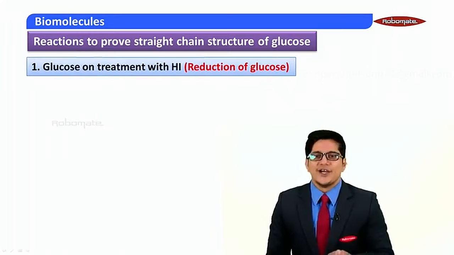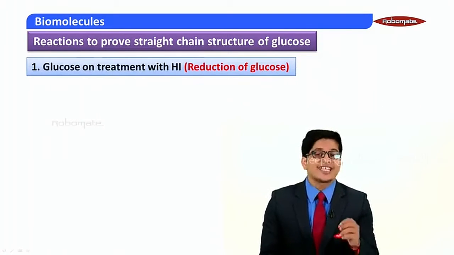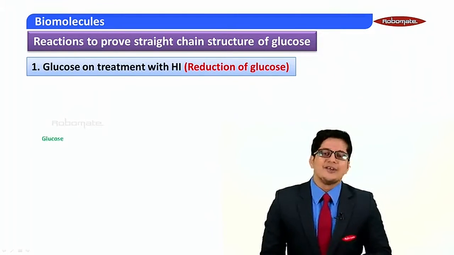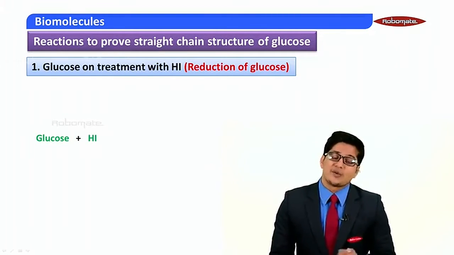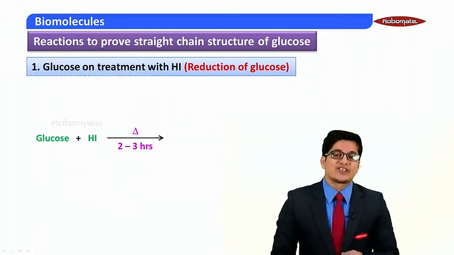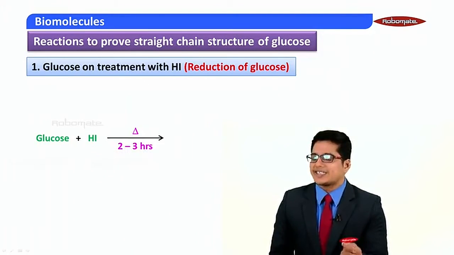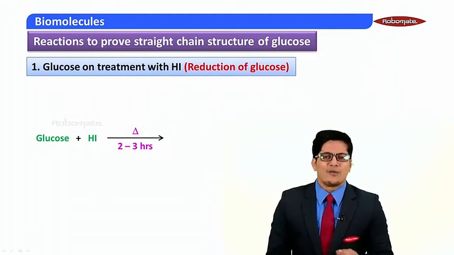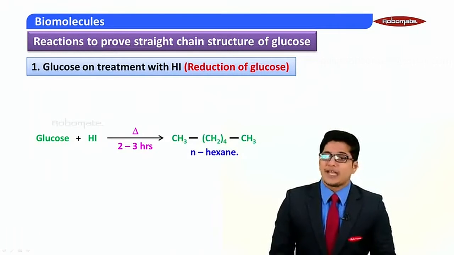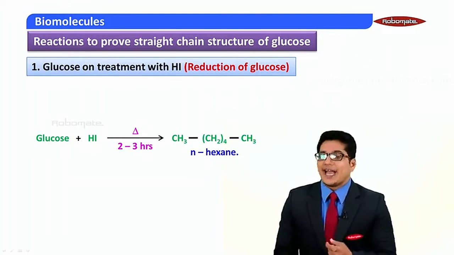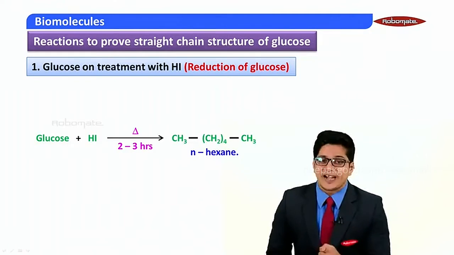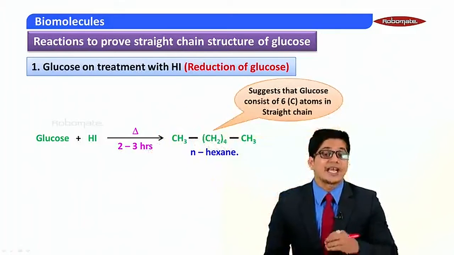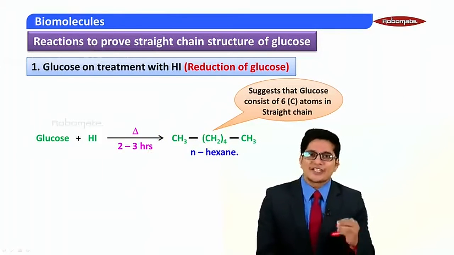The first reaction, when glucose was treated with HI, is a reduction of glucose. We took the glucose molecule and treated it with HI in the presence of heat for 2 to 3 hours, also referred to as prolonged heating. Now, what do we get? We got a compound that was nothing but n-hexane. And what did this signify? That glucose consists of 6 carbon atoms and they are attached in a straight chain.